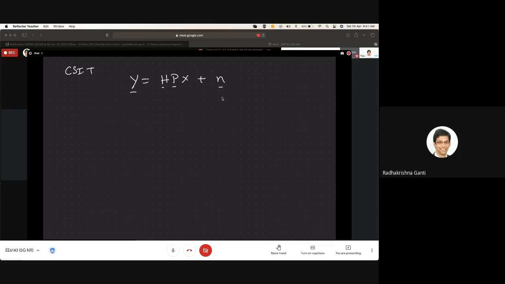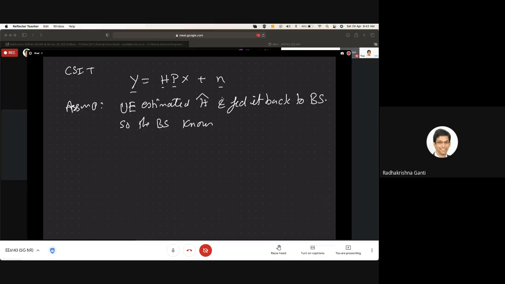So the assumption is the UE estimates the channel, just the plain channel, and feeds it back to the base station. So effectively the base station knows H.